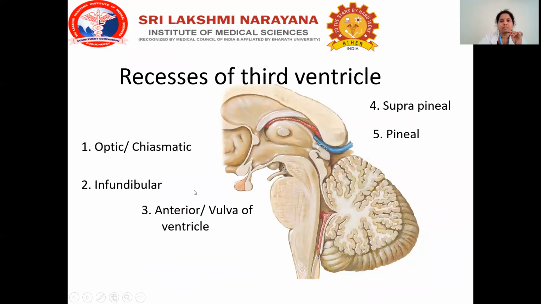Recesses of the third ventricle. Some parts of the cavity of the third ventricle extend into nearby structures and form small recesses. The first recess is the optic or chiasmatic recess. This is a part of the third ventricle which extends into the optic chiasma. Second is the infundibular recess, as it extends into the infundibulum. The anterior recess, or vulva of the ventricle, is a part of the third ventricle that extends into the interventricular foramen of Monro. The suprapineal recess extends above the pineal gland, and the pineal recess extends into the cavity of the pineal gland.